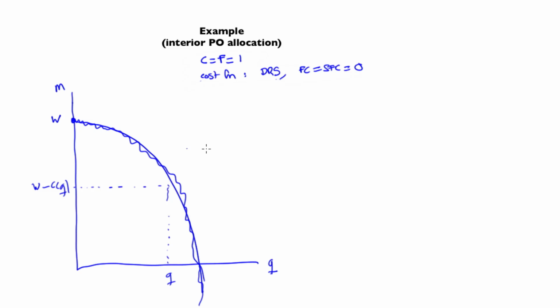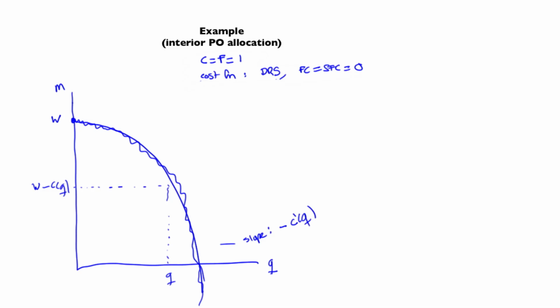Notice, just for your intuition, that the fact that the cost function is decreasing returns to scale means that this is bending in just this precise way. Every additional unit of Q that we want to give the individual is going to cost more and more M. Another way of saying that is for every unit of M that we go down, the individual gets progressively less and less additional Q. And that explains the bend. Notice that this line has an equation, W minus C(Q), so the slope of the line is minus C prime of Q. That is the slope of this feasible set line.